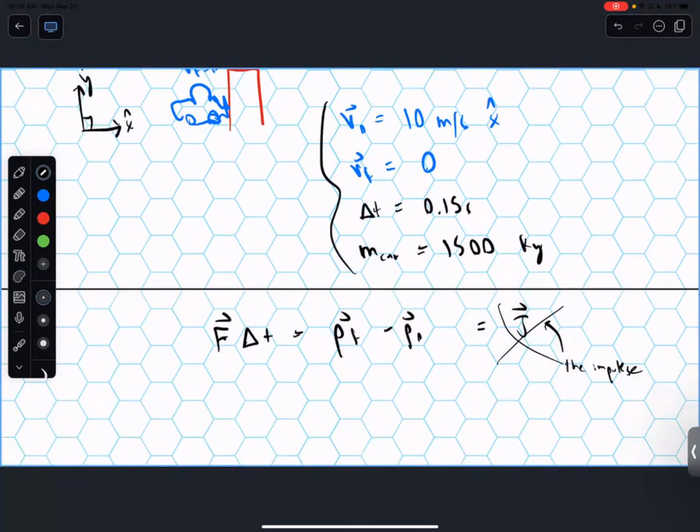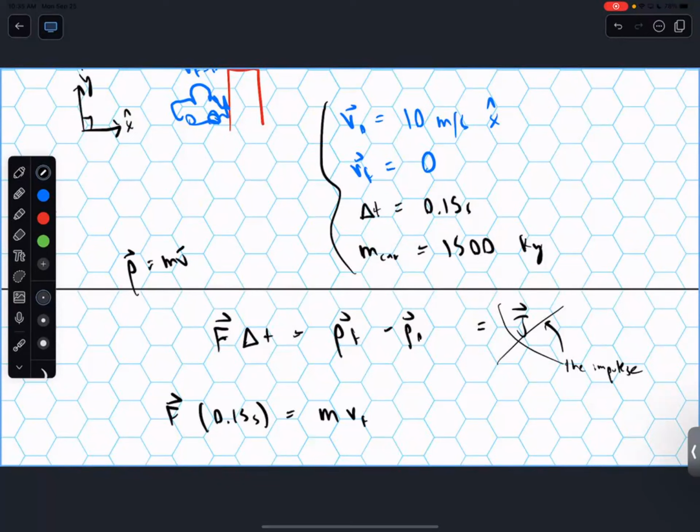Here I'm going to plug in what I know. The force is what I'm solving for, so I'll leave it as F. Delta t I'm given, it's 0.15 seconds. For the momentum, we need to make a quick simplification. We know momentum is defined as mv, so I'm going to write the change as the mass of the car times v final minus the mass of the car times v initial, and those are both vectors. If I plug in the numbers, the final term equals 0 because the car stops after the collision.